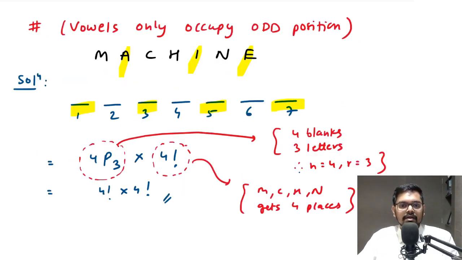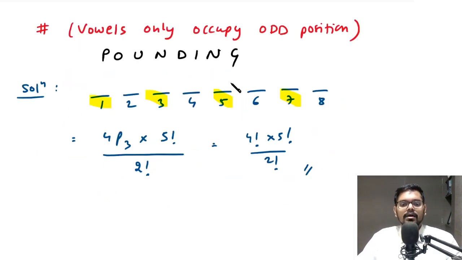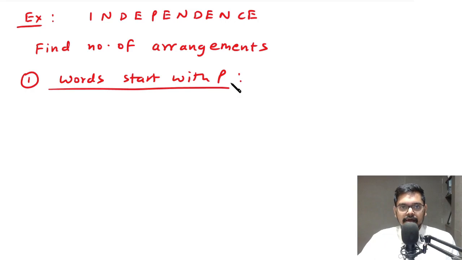In the previous question there was no repetition. M, A, C, H, I, N, E, every letter was different. So no problem. But here repetition was there, so you have to be cautious. Understood? Got the idea? If you got the idea, let me check now. One question, but a variety of sub questions from it. See, I have "independence" as the word, which has so many letters. Find the number of arrangements.